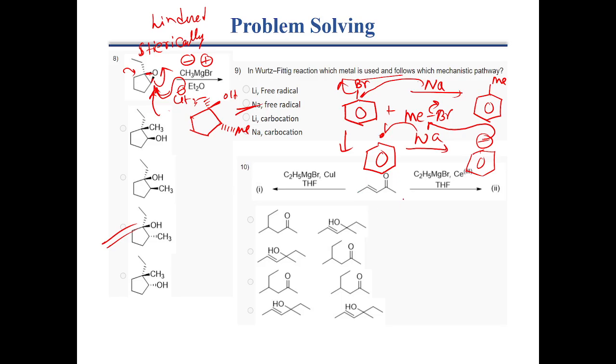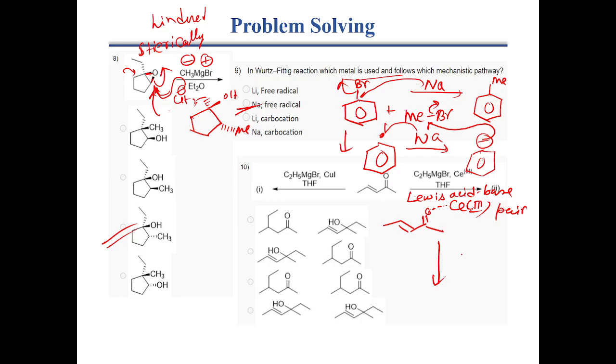What's the last question? The alpha beta unsaturated ketone in presence of ethyl magnesium bromide with cerium 3 plus, and ethyl magnesium bromide with copper iodide. What happens with cerium 3 plus? Cerium is the Lewis acid. The oxygen has a lone pair, so it will react with the cerium 3 plus. So a Lewis acid base pair will form.